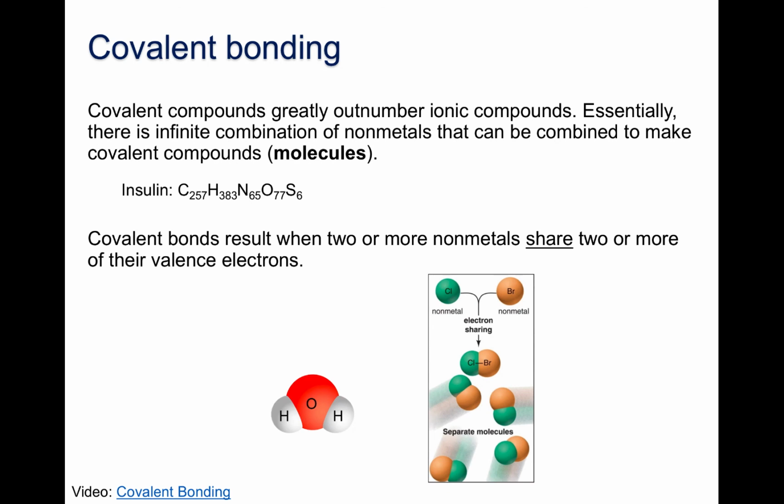Just to give you one extreme example of a molecule, the molecule insulin, which everyone has in their body and which helps regulate your blood sugar, has 257 carbon atoms, 383 hydrogen atoms, 65 nitrogens, 77 oxygens, and 6 sulfurs. That's one insulin molecule. Covalent bonds result when you have two or more nonmetals sharing electrons, and this is clearly more than two nonmetals. All of these elements are combined in such a way that they're sharing their valence electrons to form covalent bonds.